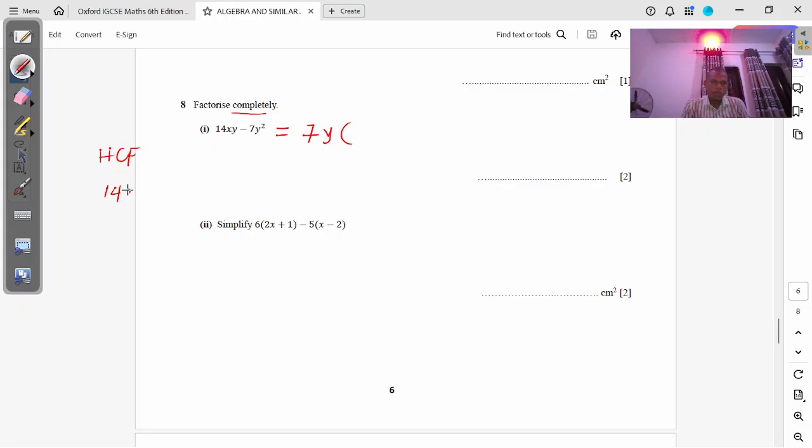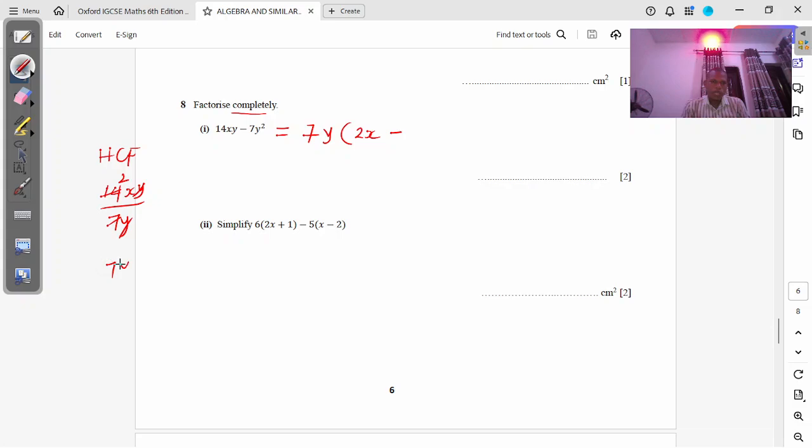So which means I'm dividing 14xy by what? 7y. So y cancels out y. 7 into 14 is 2. So what I have here is 2x. So I have 2x right here. Then put your minus sign.